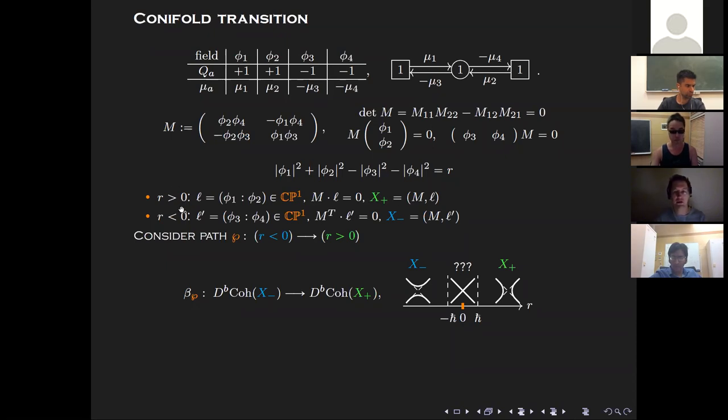And if I have phi negative, I have another resolution, where the role of the base is played by fields phi 3 and phi 4. We could say that X plus is the right resolution and X minus is the left resolution. I will be interested in a path that interpolates from the region where the phi parameter is negative towards the region where it is positive. According to my prescription, the corresponding parallel transport factor performs a conifold transition from the derived category of coherent sheaves on X minus to the derived category of X plus.